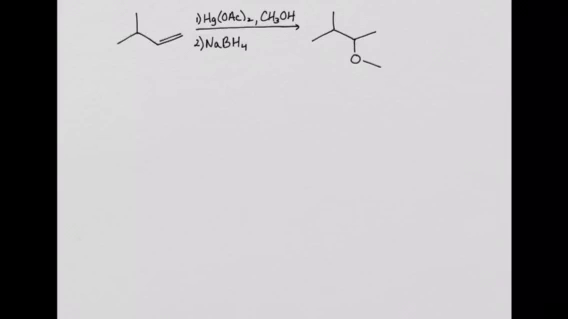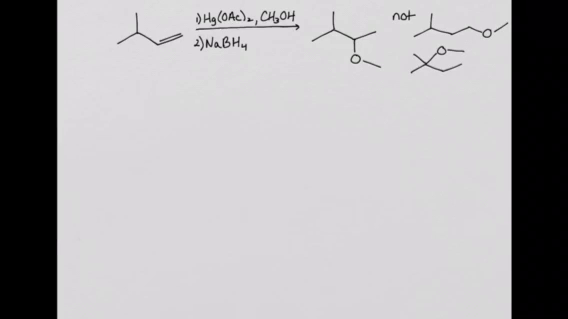If we treat this alkene with a mercury catalyst and methanol, followed by sodium borohydride, we get a single product. We do not get the anti-Markovnikov product, or the product that would be the result of a carbocation rearrangement, because no carbocation is formed in this mechanism.